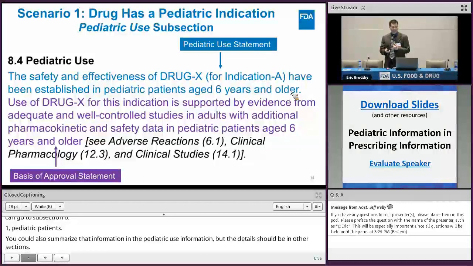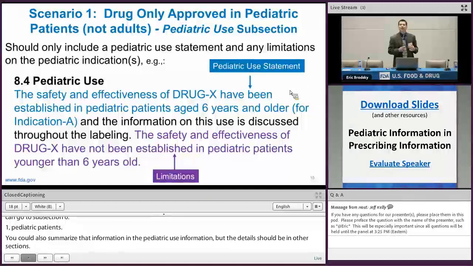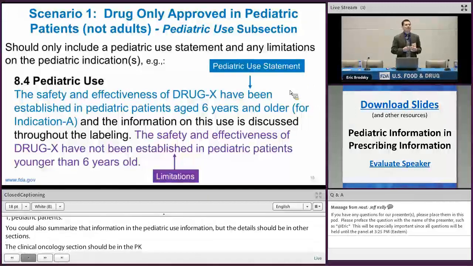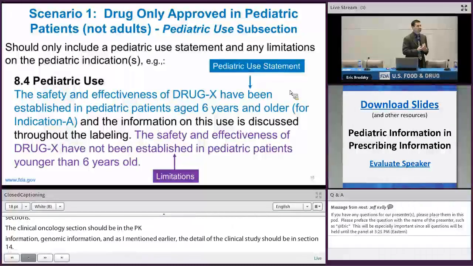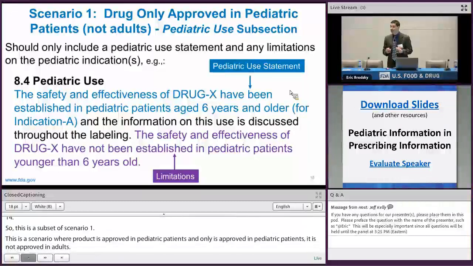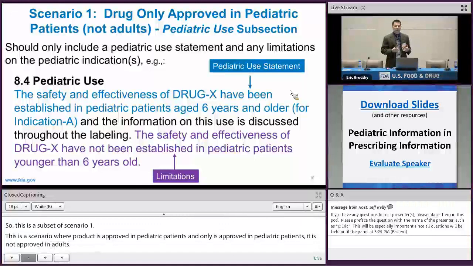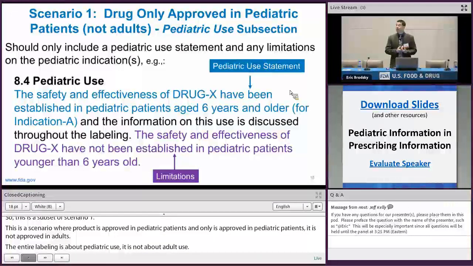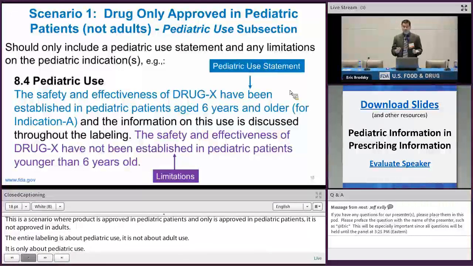So this is a subset of scenario 1. This is a scenario where a product is approved in pediatric patients, and it's only approved in pediatric patients. It's not approved in adults. So the entire labeling is about pediatric use. It's not about adult use. It's only about pediatric use. So in this scenario, one would include the Pediatric Use Statement as the first statement.